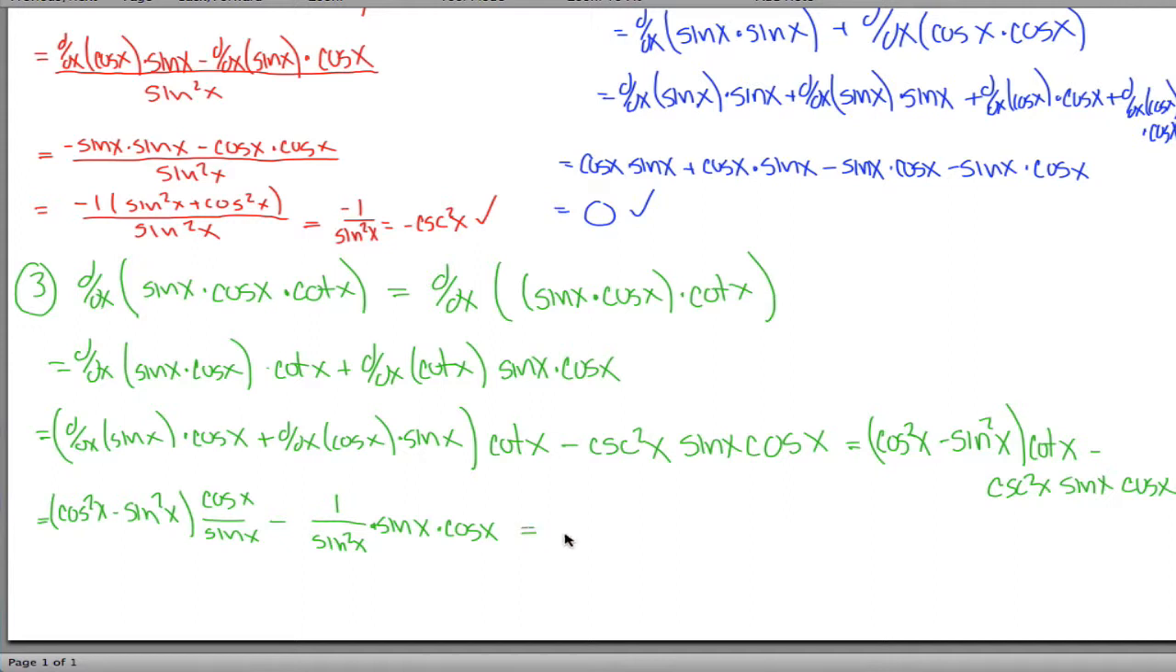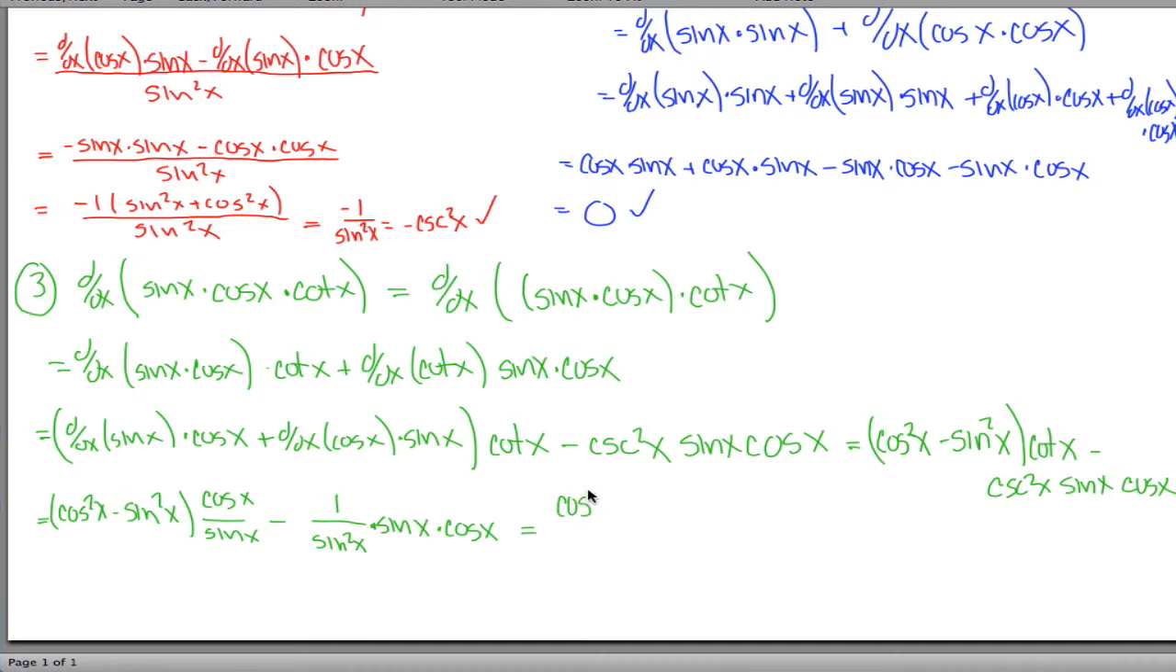Okay, cosine squared minus sine squared. Actually, no, let's do this a different way. I'm going to want to put these two things together. I'm going to need a common denominator if I'm going to put them together. So I'm going to show this in an extra step. I'm going to take this cosine of x divided by sine of x and distribute it into these parentheses.